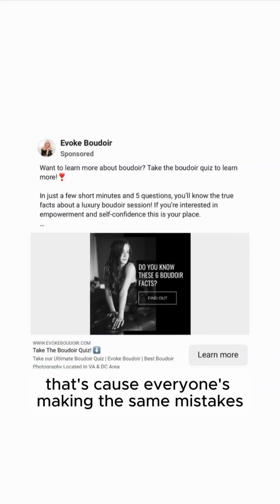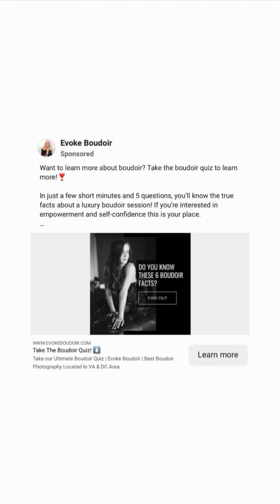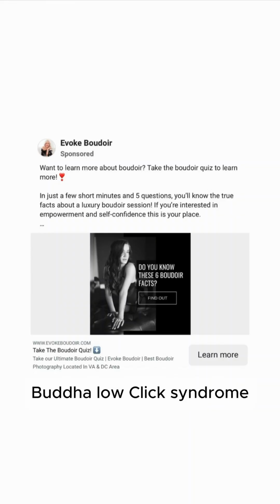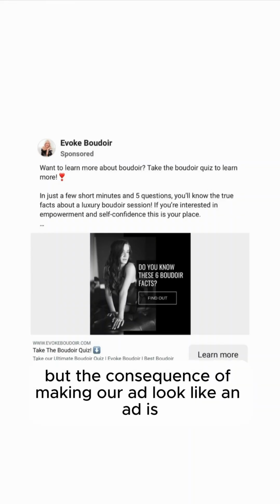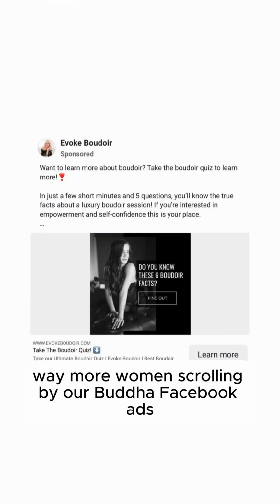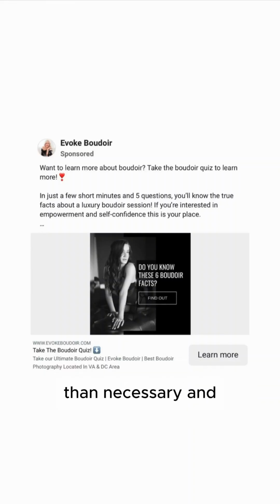And well, that's because everyone's making the same mistakes, which is why everyone that I've seen the back-end data for has had BLCS, Boudoir low click syndrome. But the consequence of making our ad look like an ad is way, way, way more women scrolling by our Boudoir Facebook ads than necessary.